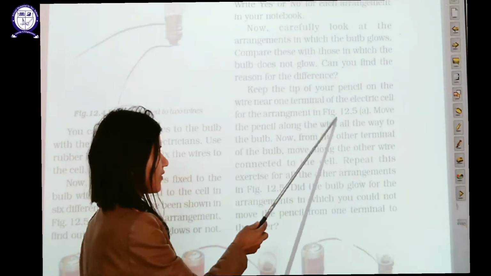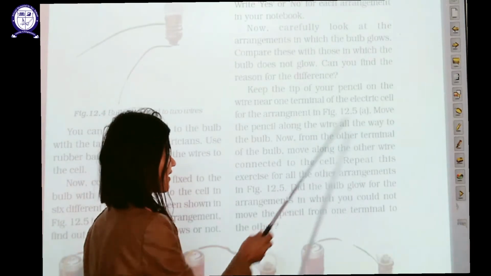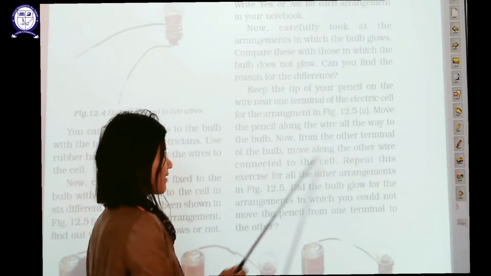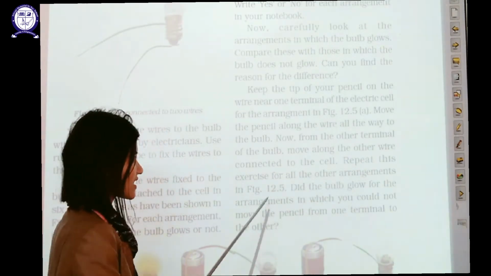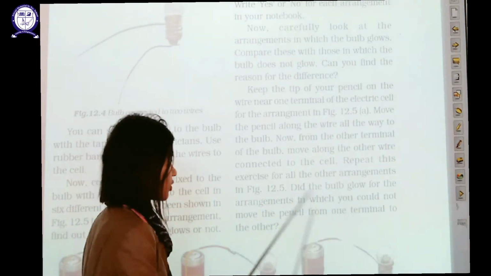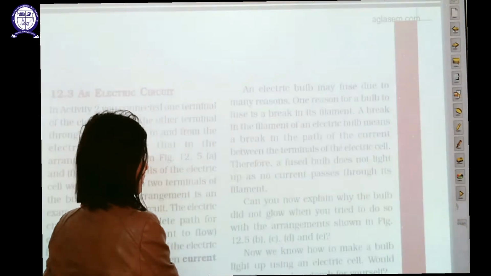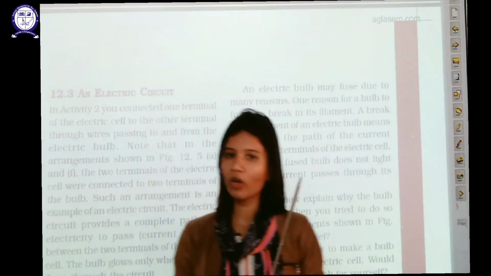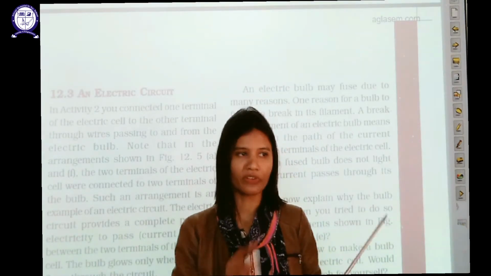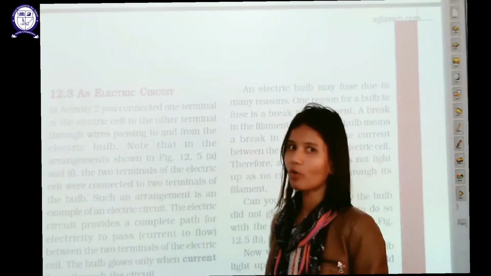Keep the tip of your pencil on the wire near the terminal of the electric cell for the arrangement in figure 12.5a. Move the pencil along the wire all the way to the bulb. Now from the other terminal of the bulb, move along the other wire connecting to the cell. Repeat this exercise for all the arrangements. Did the bulb glow for the arrangement in which you could not move the pencil from one terminal to another terminal? You have to observe it by yourself, and you will observe that the bulb will glow only when two different terminals are attached. Similar terminals will not allow current to flow.